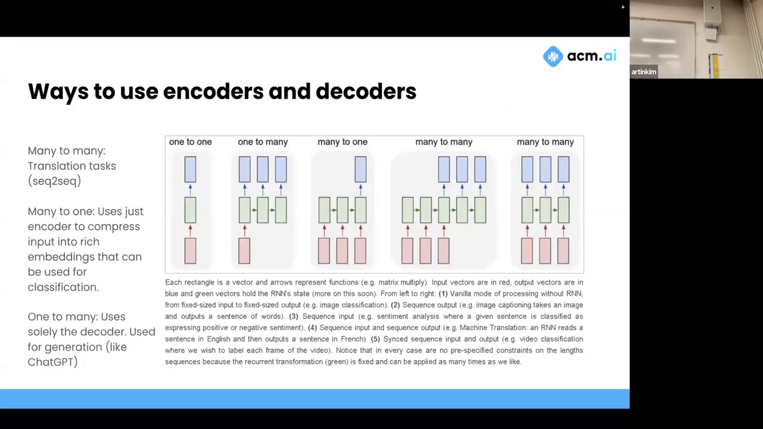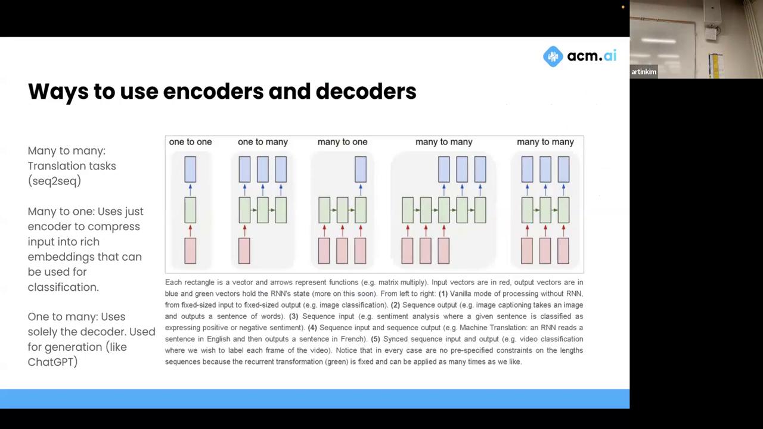But can we do different things besides that one combination? And yes, we can. There's a bunch of different ways to use these modules. We've been doing many-to-many so far. This is a sequence-to-sequence task, like translation. Because think about it, you have a sentence in, a couple words, and then you want to decode a couple words. You can also do many-to-one.